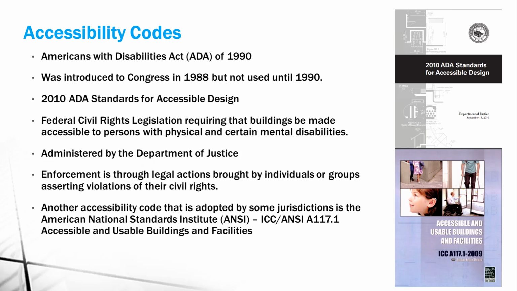The first one that we're going to talk about is the Americans with Disabilities Act. We refer to it as the ADA. It was actually started in 1988, and this is put out by the Department of Justice. This is a government code, okay? So any kind of building that is a government building has to be done under ADA. So buildings here on campus, because we are a public entity, need to follow ADA. Like I said, it's administered by the Department of Justice. It's enforced through legal action.